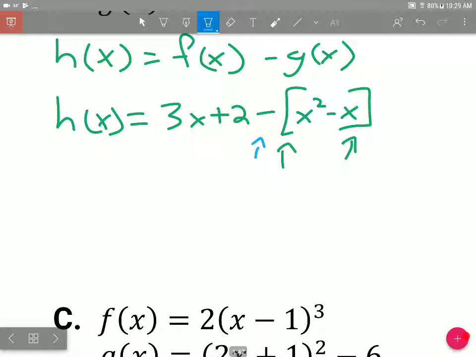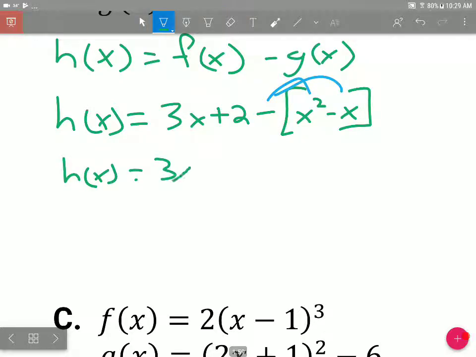Okay, let me put it this way. What if I have a negative 1 right there? If I had a negative 1 out there, what would you think to do with it? Distribute it. That's exactly what we're doing. We're simply distributing the negative. Cool? So I got h of x equals 3x plus 2. We didn't do anything to those ones. And so the x squared becomes a negative x squared, and the negative x becomes a positive x. Cool? Because we got to subtract the whole thing, not just that first term.